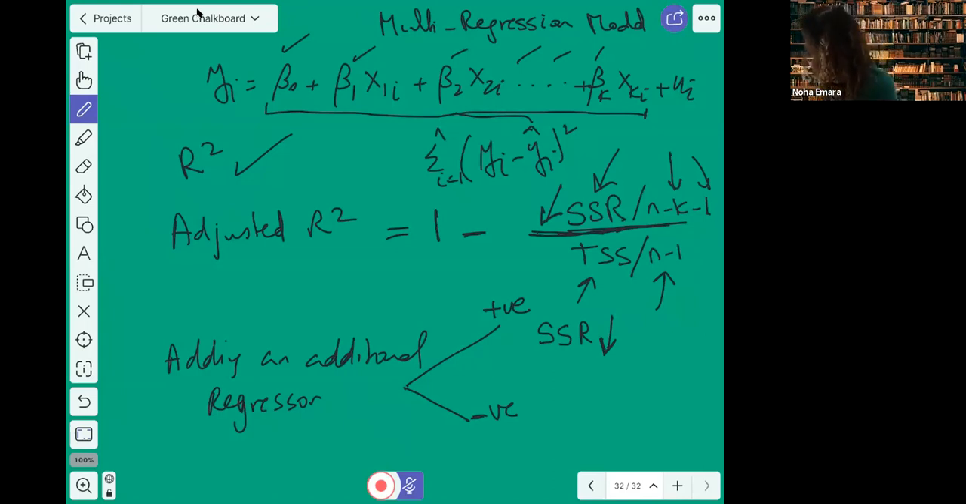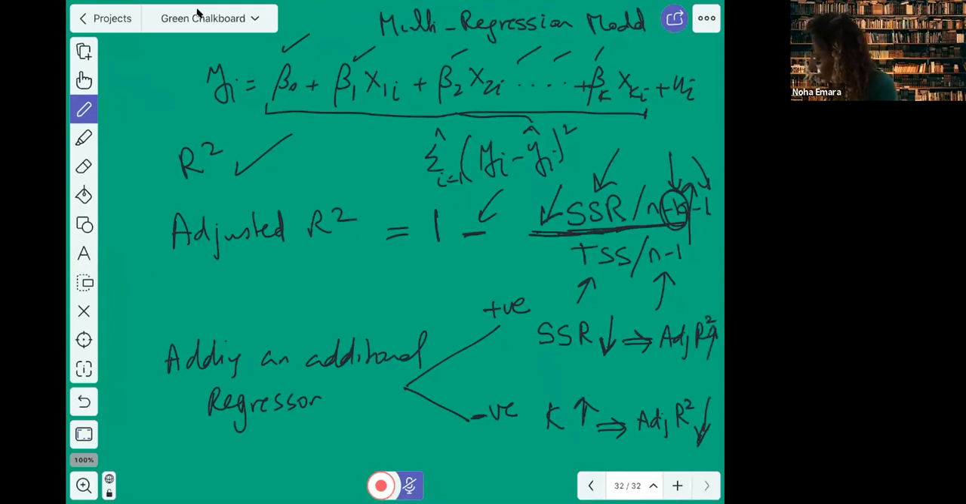Why does it decrease? Because every time I'm adding a new variable, this K part increases, right? And if K increases, this implies the adjusted R square decreases. Just follow the negative sign: it's in the denominator of the numerator, and it has a negative sign here. So mathematically you will end up with the adjusted R square falling. This other one has a positive effect, which means that adjusted R square is increasing.